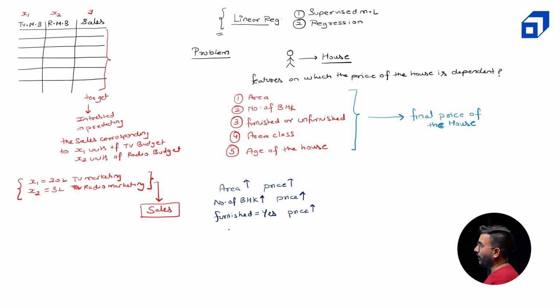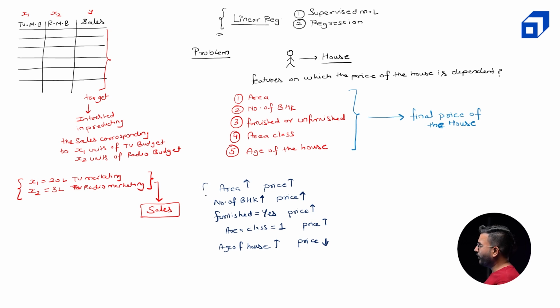And if the area class is, let's say, 1, first class, then price is going to be high. If the age of the house is high, let's say the house is a 50 years old house, then price is going to be low, right? Because if there is a new build house, then the market value of that house would be high, otherwise it would be low, right?